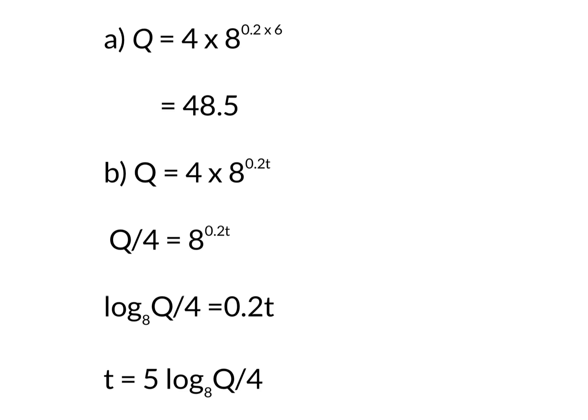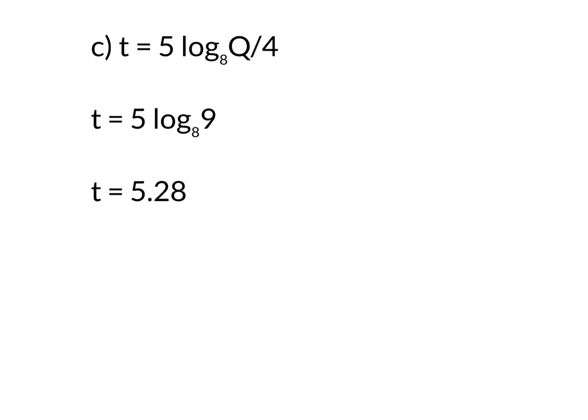Rearranging it, you've got to get the base 8 by itself first, so we get q divided by 4. And once we've got q over 4 equals base 8 to the power of 0.2 t, we can then rearrange it in logarithmic form. So we get log base 8 of q divided by 4 equals 0.2 t. And dividing by 0.2 is equivalent to multiplying by 5. And so that's t equals 5 log base 8 of q over 4.